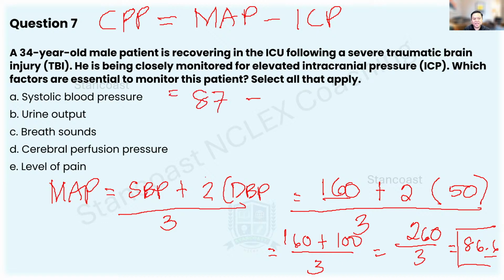And just for example, let's just assume that the ICP is elevated. Let's put 30. So what would be the CPP value here? What do you think? What would be your answer for the CPP?